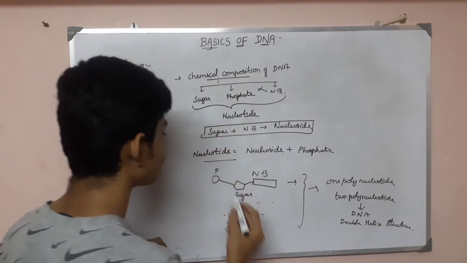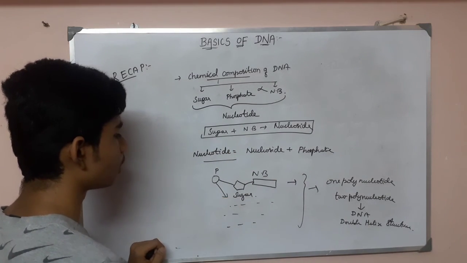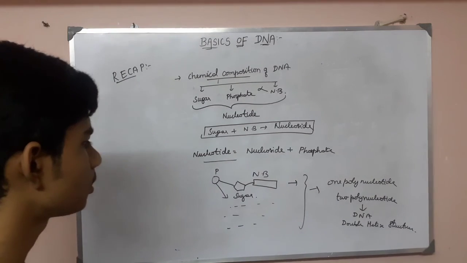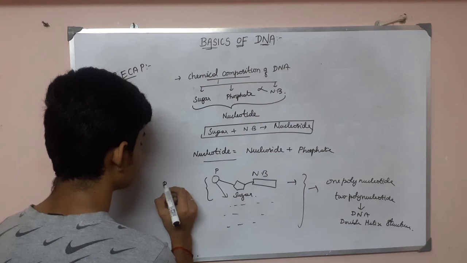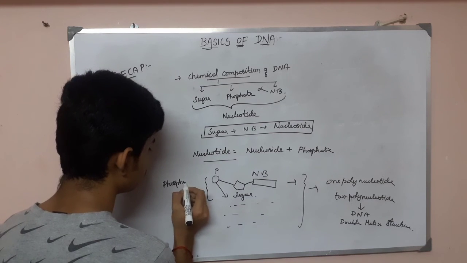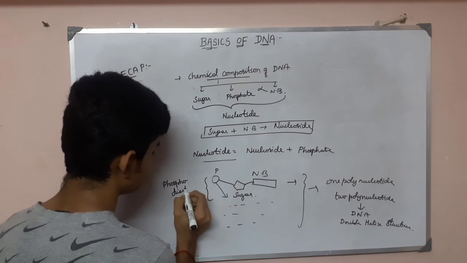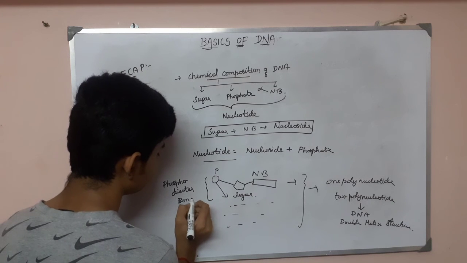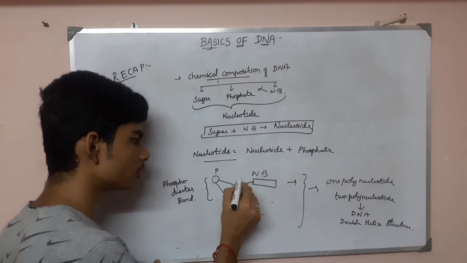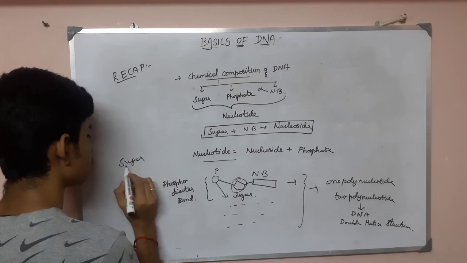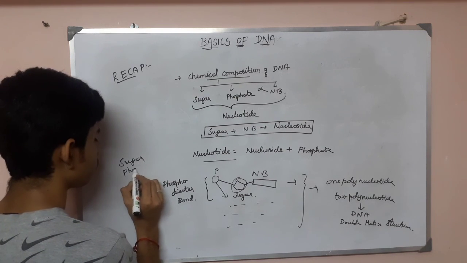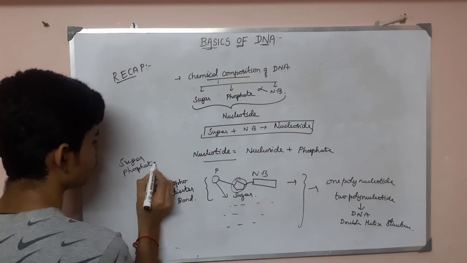And we have seen how the phosphodiester bond is formed and connected to the sugar molecules. This is known as the phosphodiester bond, also called the sugar phosphate bond.